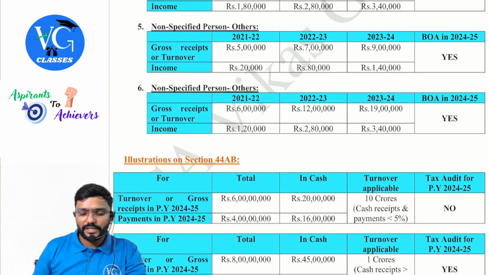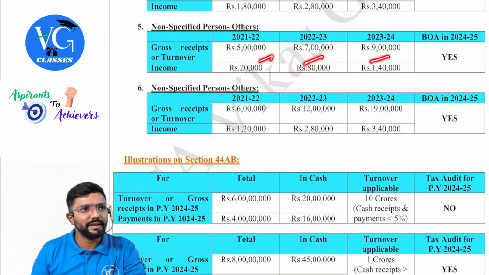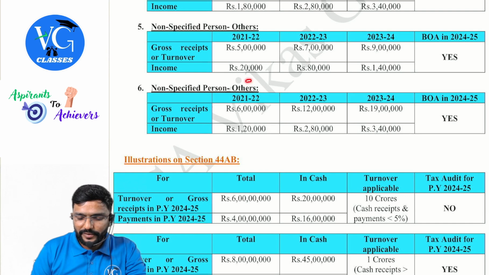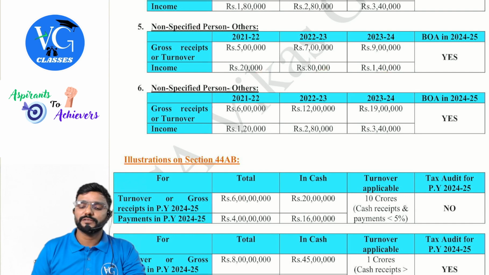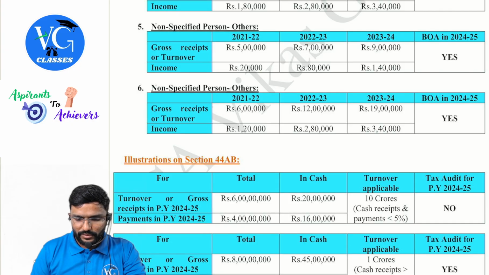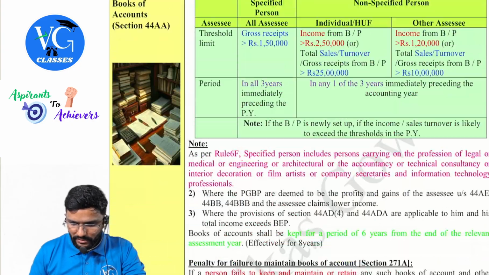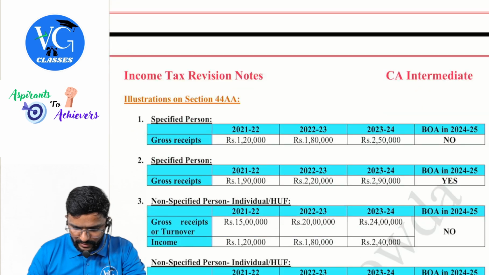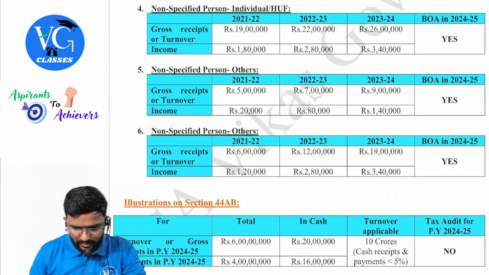Gross receipts or turnover: 5 lakh, 7 lakh, 9 lakh, everywhere less than 10 lakh. 20, 80, 140, within the limits. No books of accounts. 120 and 10 lakh, did they cross anywhere? Okay, here not crossed.